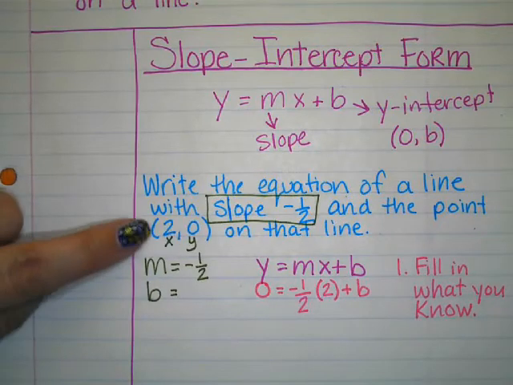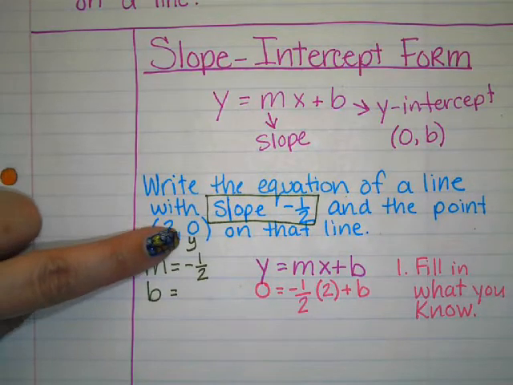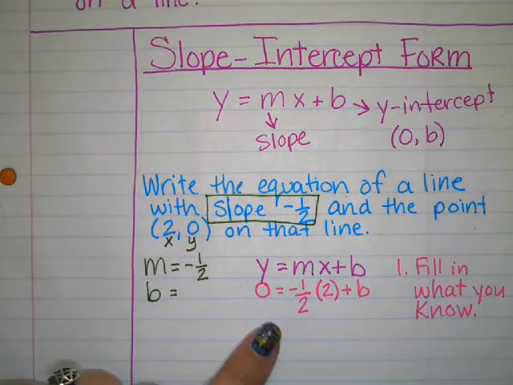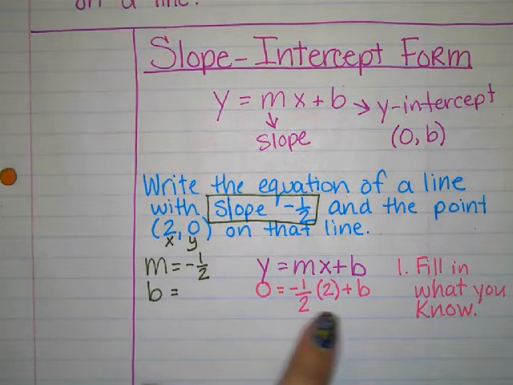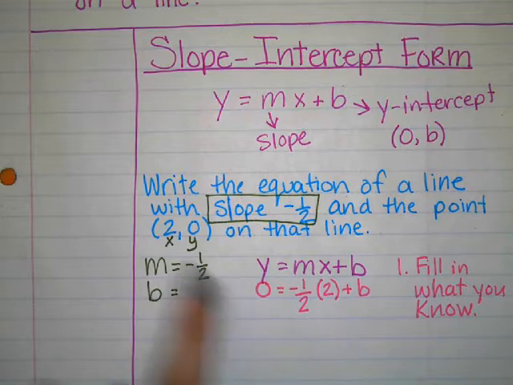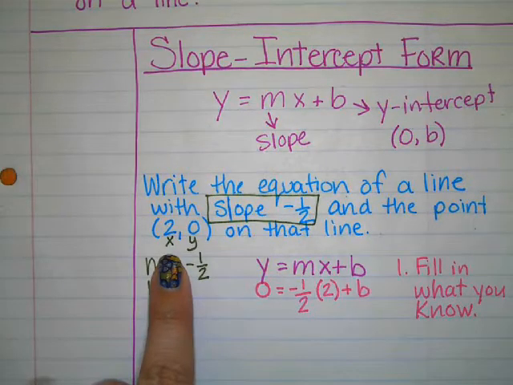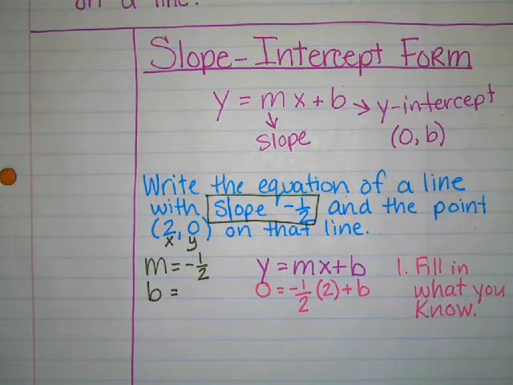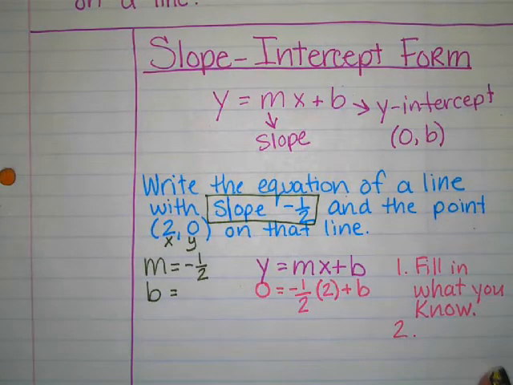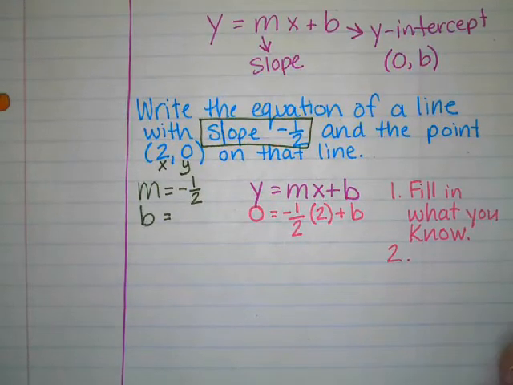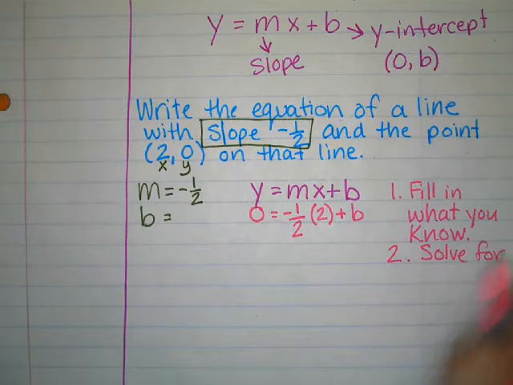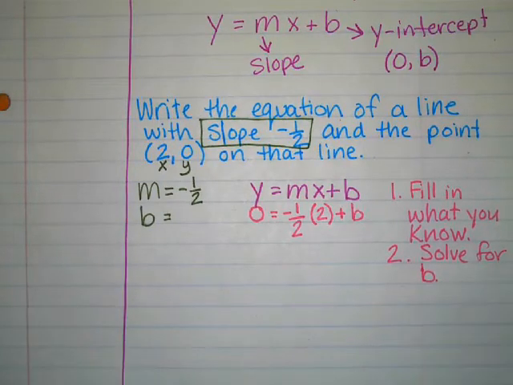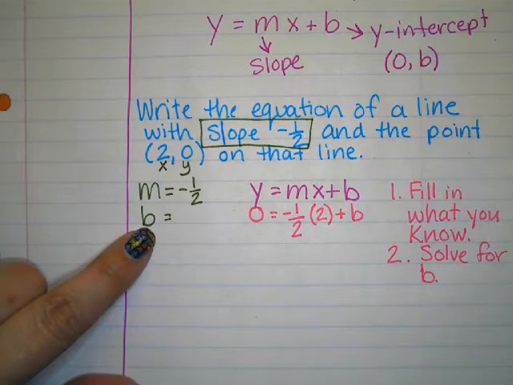So I'm going to use the point as an x and a y value for this equation and plug it in. I have 0 = -1/2, which was my slope, times x, which is 2 for this example point, plus b. The second step, step 2, is we are going to solve for b, because we need to know what that b value is to write our final equation.